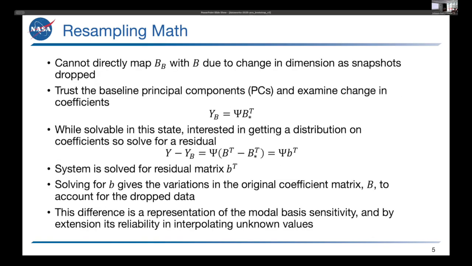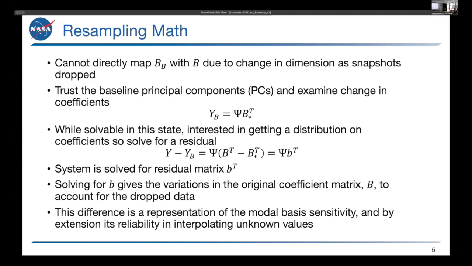However, it is difficult to do this because our dimensions between B sub B and B are different, because as we change the number of snapshots, we're changing the dimension. So we can't do a direct mapping from one to the other. So what we're going to do is trust the baseline principal component Psi, and ask what do we have to multiply to get the equivalent of our bootstrap prediction? And so we introduce this B star. So we can solve for B star here.